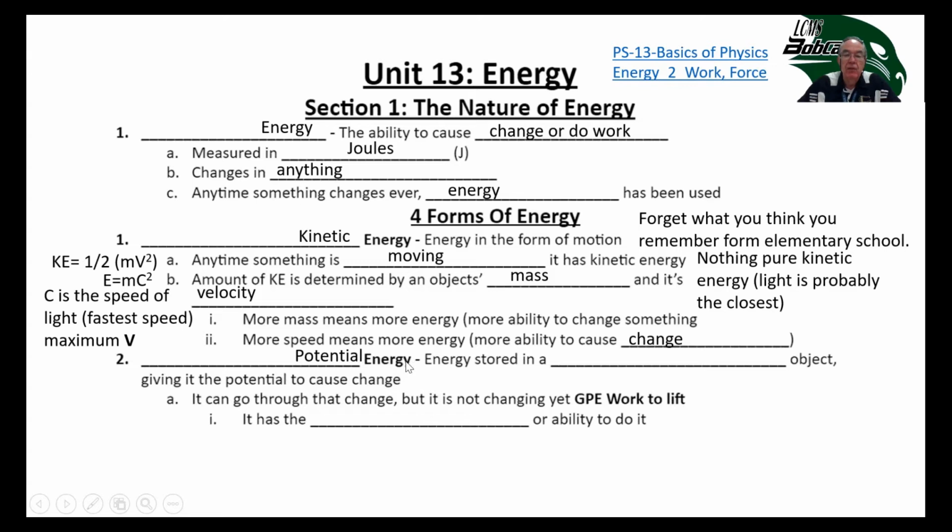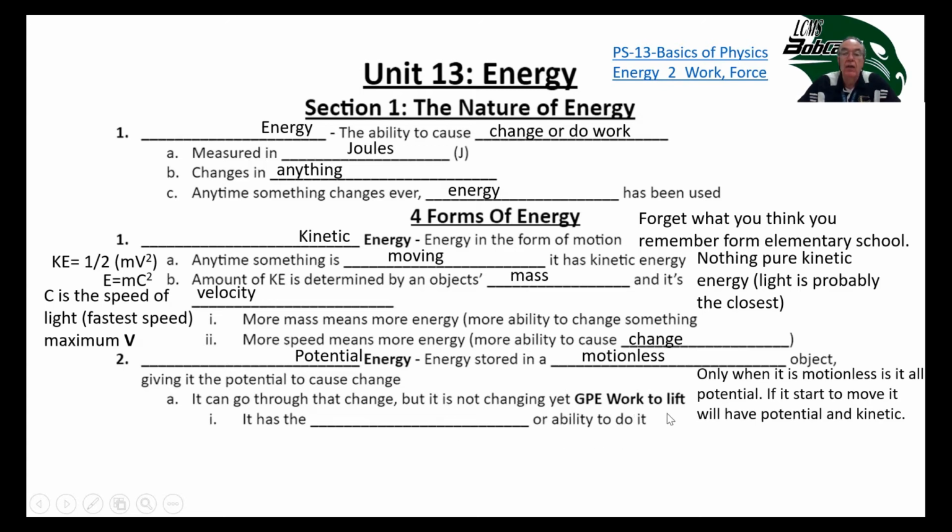Okay, and then in elementary school, you learned about potential energy. And potential energy is energy stored in a motionless object. Once it begins moving, again, it still may have potential energy in it, but it also has kinetic energy. And we're going to talk about what it's called when things have both a little later in the unit. Okay. Only when it's motionless is it all potential. If it starts to move, it'll have potential and kinetic energy. Okay. It can go through that change, but it's not changing GPE yet.